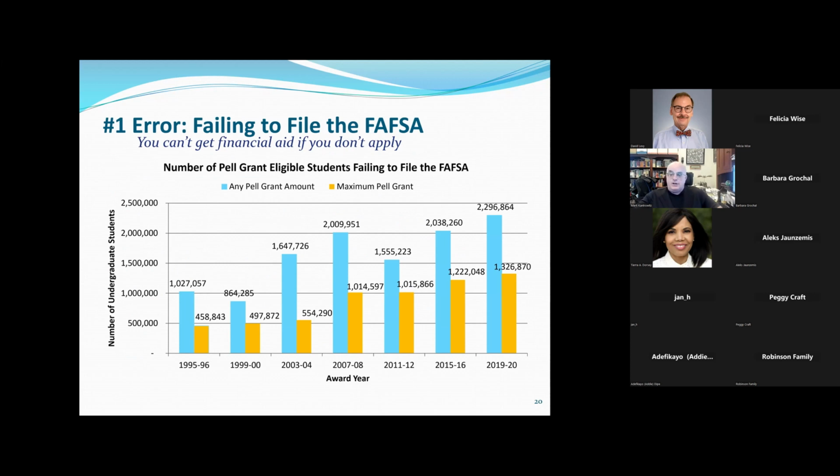For example, this chart shows over time students who would have been eligible for a Pell Grant but didn't file the FAFSA. In 2019-2020, more than 2 million students who did not file the FAFSA would have qualified for the federal Pell Grant. And of these students, 1.3 million of them would have qualified for the maximum federal Pell Grant. So they're literally leaving money on the table.